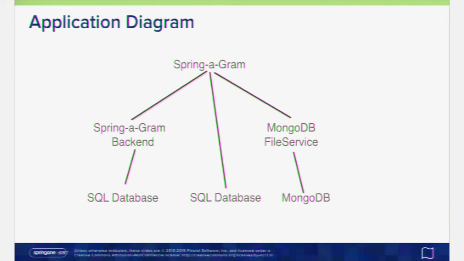So here's what the application looks like now that we've broken it up. I realize I should have put a prior slide up here, but I don't have that for you. Everything used to be in one Springogram application, hitting one SQL database. Now we've broken it up into a backend application and a MongoDB file service, and each of these is hitting its own independent data store.